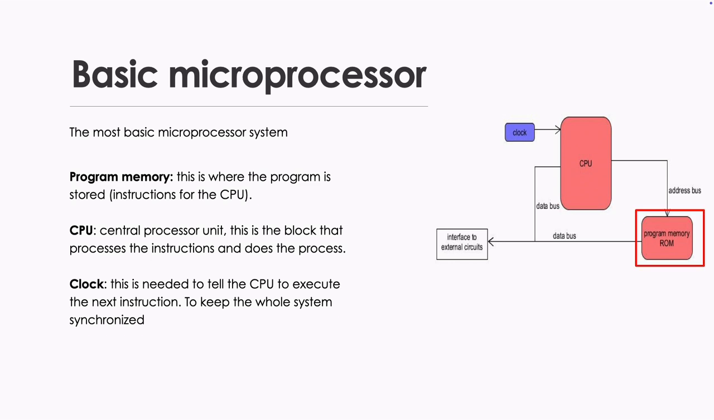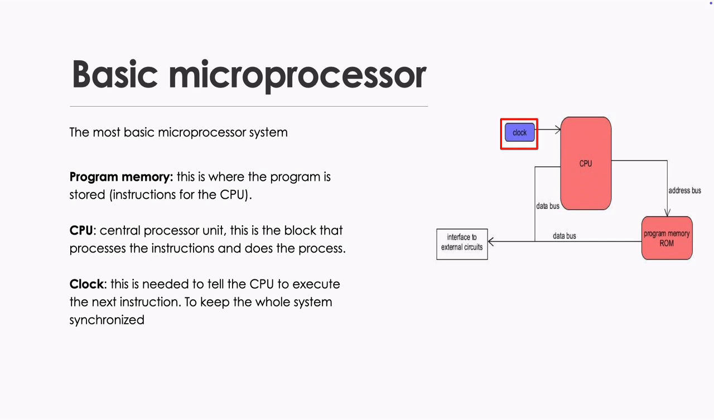Program memory, this is where the program is stored. That is, the instructions for the CPU. CPU is the central processor unit. This is the block that processes the instructions and basically executes the program that is stored in memory. Clock. This is needed to tell the CPU to execute the next instruction to keep the whole system synchronized.